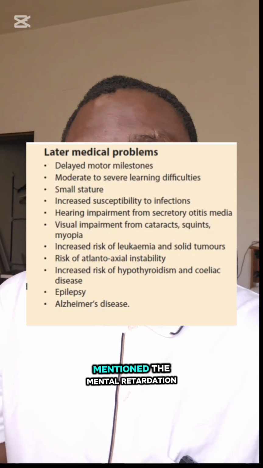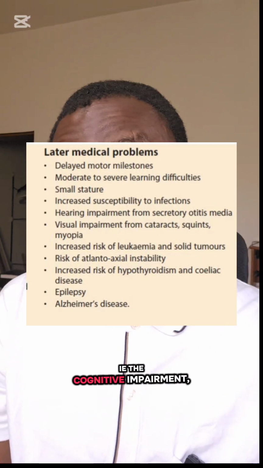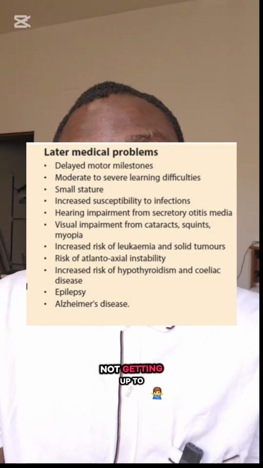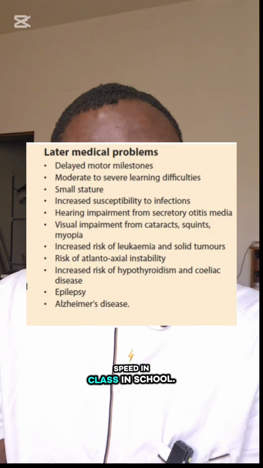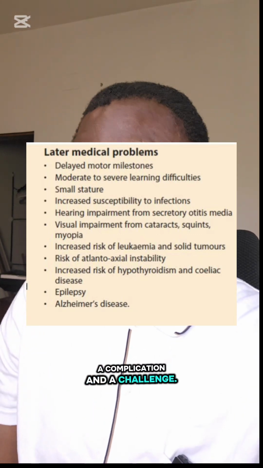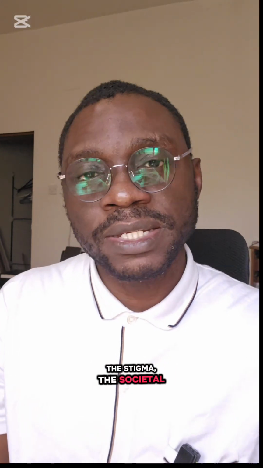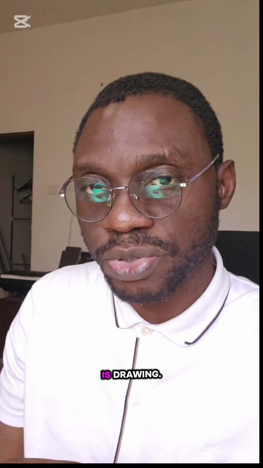And of course, I've mentioned the mental retardation, but the cognitive impairment, not getting up to speed in class, in school, can also be a complication and it's a challenge. Let's now talk about the social factors. This child is now grown up to be self-aware, the stigma, the societal attention that the child is drawing.